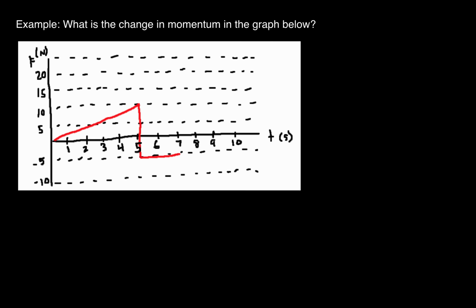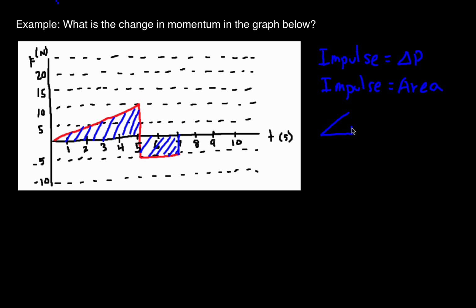In this example, we have two different graph shapes. We have a triangle in the positive region of the graph and a rectangle in the negative region. Remember, when you have a negative area, it should be subtracted. Impulse is equal to change in momentum, and the impulse is also equal to the area under the curve. So we need to find the area of the triangle and subtract from it the area of the rectangle. The triangle is 1/2 base times height. The rectangle is length times width.